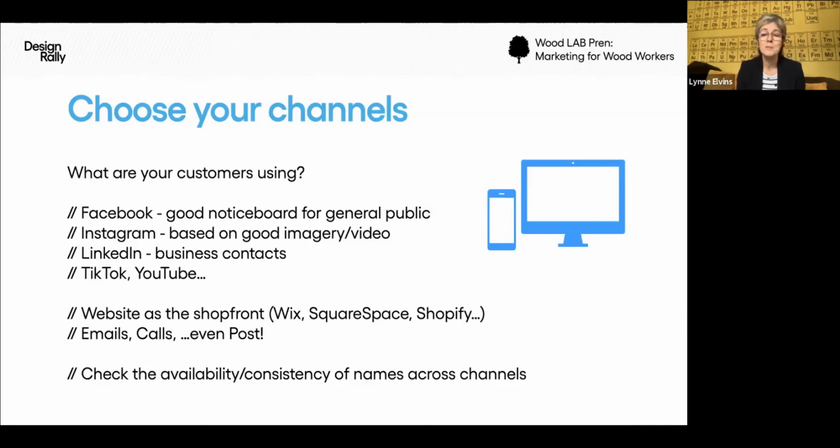One point to make, particularly if you're starting afresh or looking at a whole strategy for your marketing, if you're thinking about starting on Facebook and Instagram or starting a website, have a think about whether you can get a consistent name across all of them. Check that you can buy a domain name. Check that if you want an account on Facebook, you can use that same name and somebody hasn't already got it. Same on Instagram.